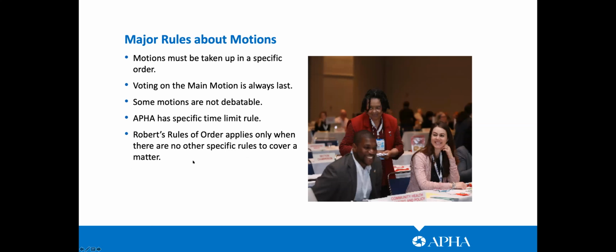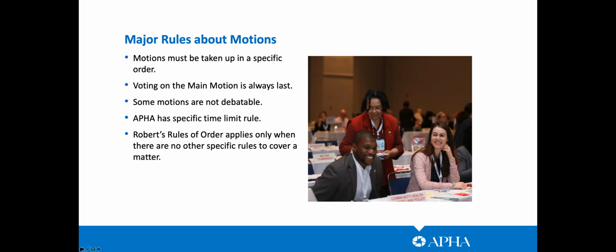And then the other motion rules are, they're taken up in a specific order. The main motion's last. Some are debatable, some aren't. And we have a specific time limit. I wanted to focus on that specific time limit here for a moment. So in 1995, Governing Council passed a special time limit rule, which states at the end of 15 minutes of discussion, the speaker will poll the council as to whether it wishes to spend one or more additional 10-minute periods discussing the issue. And then these procedures have been in effect since '95 and are in effect until revoked by the council.